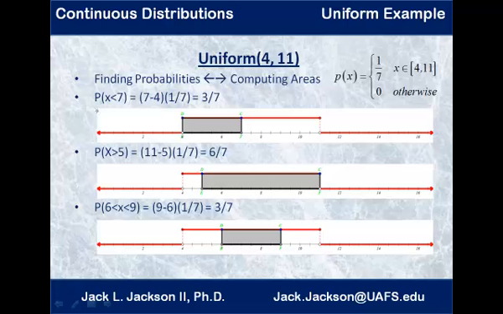So the probability that x is less than 7 is this area really from just 4 to 7, which is a rectangular shape, easy to find the probability. The probability that x is greater than 5, really 5 to infinity, but we really don't have anything from 11 to infinity, so it's just 5 to 11. And that area is a probability, and we compute it to be 6/7. And similarly from 6 to 9, we find the area to be 3/7.